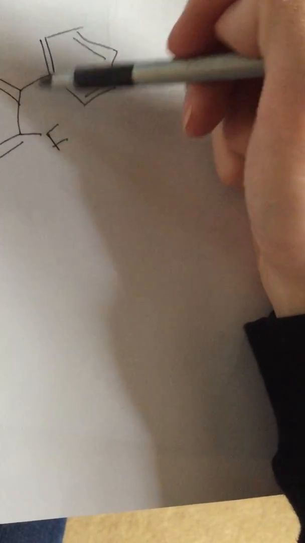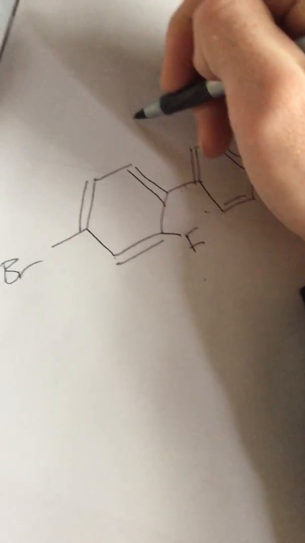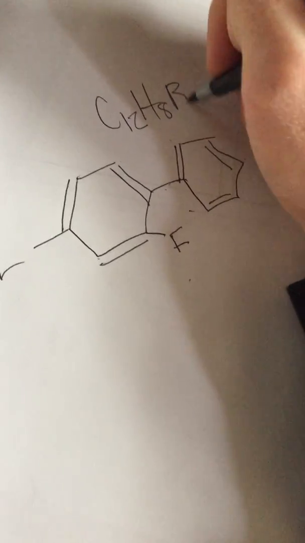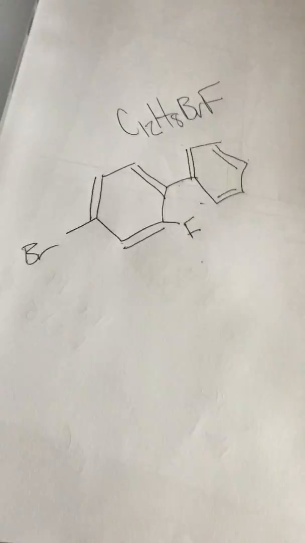So if you added up all the carbons, 1, 2, 3, 4, 5, 6, 7, 8, 9, 10, 11, 12, we have 12 carbons, with the bromine and the fluorine, and added up the hydrogens, that should leave us with this structure. And it looks like this is a viable structure.